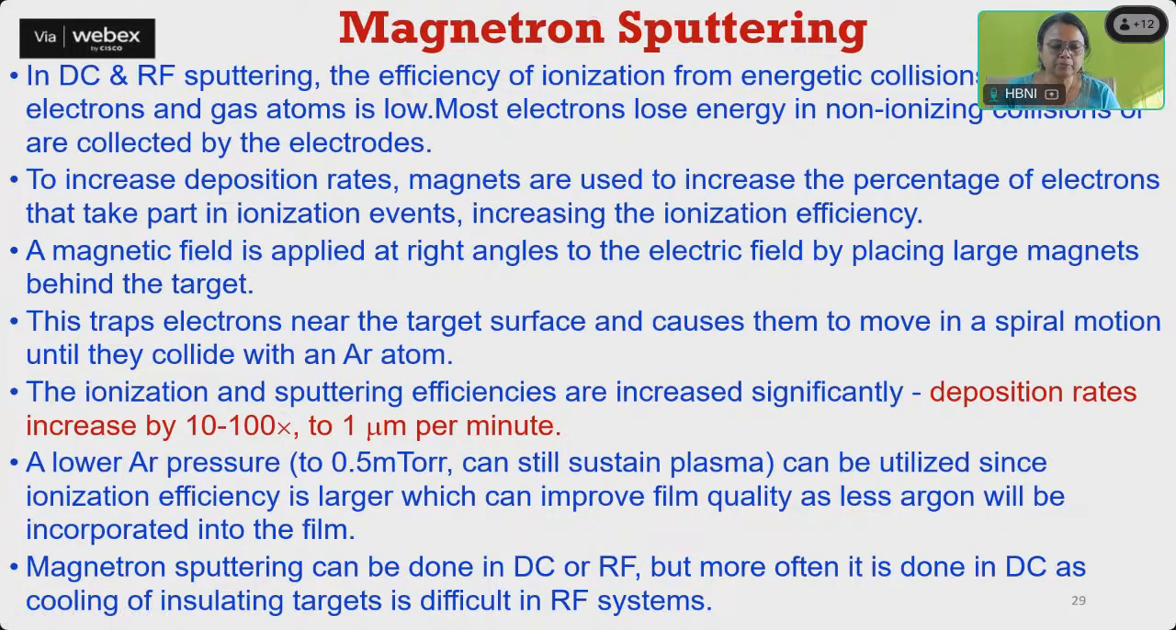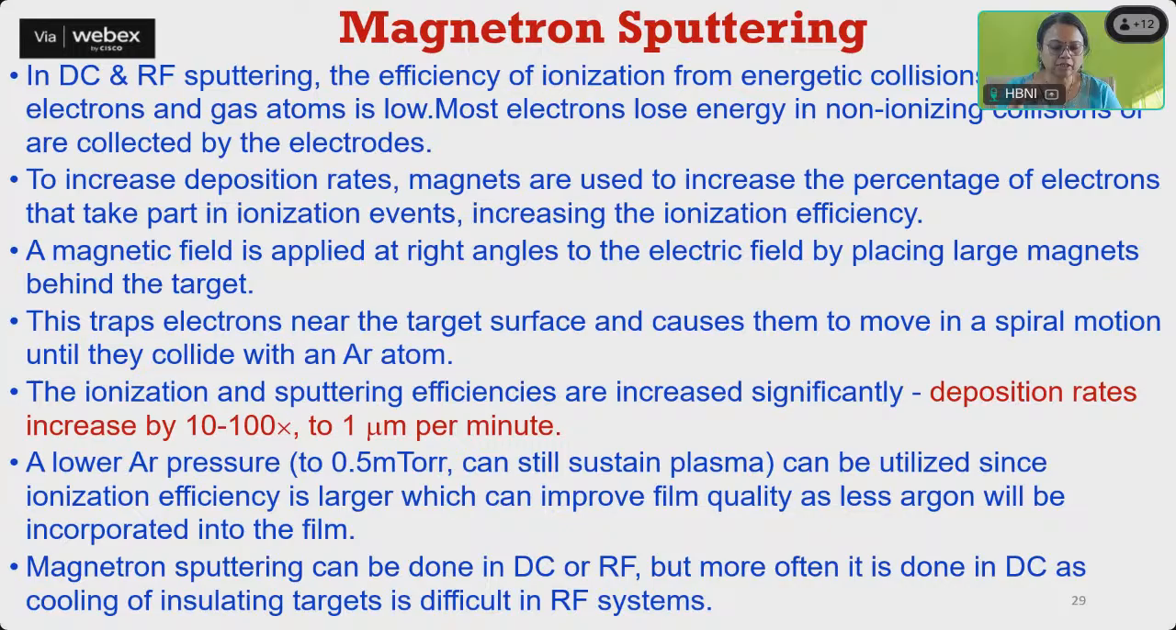In DC and RF sputtering, the efficiency of ionization from energetic collisions between the electron and gas atom is low. Most electrons lose energy in non-ionizing collisions or are collected by the electrodes. To increase the deposition rates, magnets are used to increase the percentage of electrons that take part in ionization events, increasing the ionization efficiency. A magnetic field is applied at right angles to the electric field, because we have to introduce a spiral kind of pathway for the electrons, by placing large magnets behind the target.